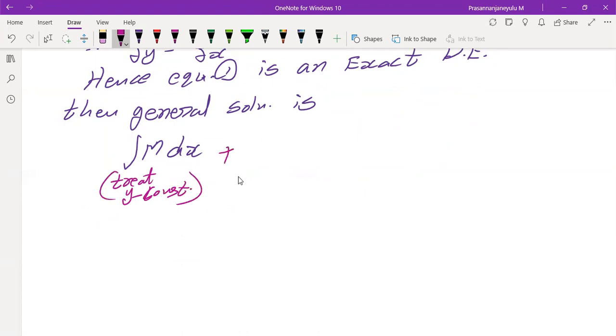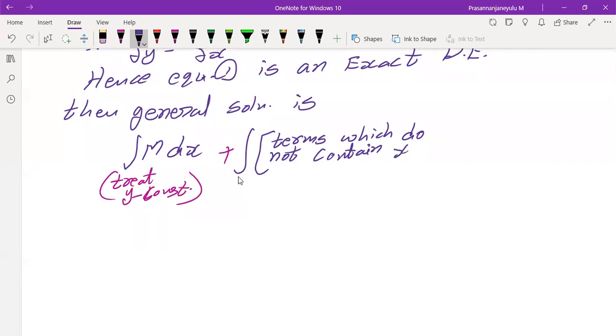Plus, what is the second term we'll get? Integration of the terms in n which do not contain x, into dy, equals integration of 0. Now, I'm going to write this formula. In each and every problem, you must write the formula, otherwise you are going to lose marks.